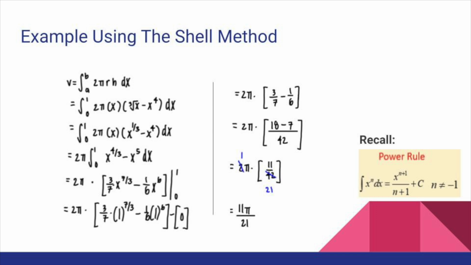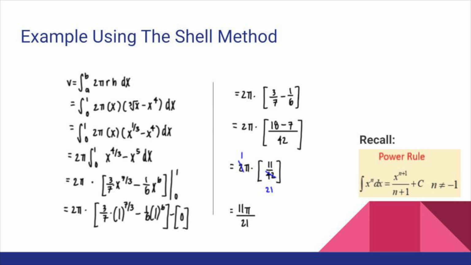To simplify, let's rewrite the cubic root of x as x to the power of 1 over 3. Therefore, we can now multiply and distribute x to x to the power of 1 over 3 and x to the power of 4. This will give us x to the power of 4 over 3 minus x to the power of 5. Before we integrate, however, we are allowed to move 2 pi outside of the integration since it is a constant. Now that that's done, let's integrate with respect to x.